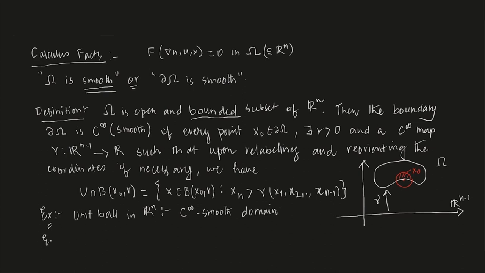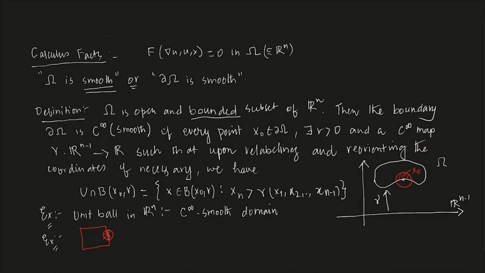Okay, so another example, let's see. Let's say a domain which looks something like this. Let me draw it like this, a rectangle. So is it a C infinity domain? Of course, if you take these points and look at a ball around this point, it is a C infinity domain, right? Because you can reorient it and look at it in this way, and your domain, your axis is like this, and this part will always be above the graph of a C infinity function.